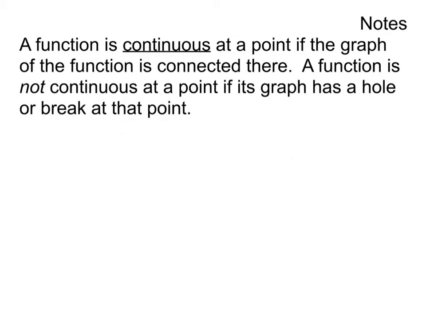All right, so we got to get a little formal definition in here then. And so a function is considered continuous at a point if the graph of the function is connected there. This is kind of an informal definition, but it's a very good one to put into your notes. A function is not continuous at a point if its graph has a hole or break at that point. And we'll see some examples of those here in a moment.